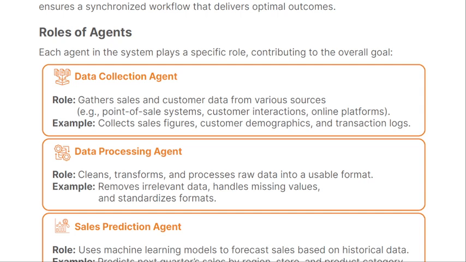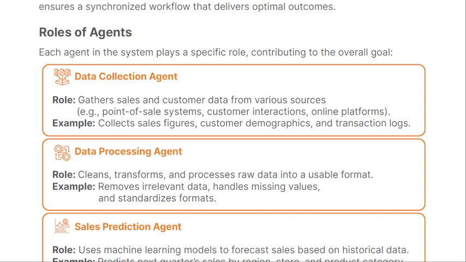So we have a data collection agent, whose role is to gather sales and customer data from various sources: point of sales systems, customer interactions, online platforms. For example, it collects sales figures based on customer demographics and the transaction log.